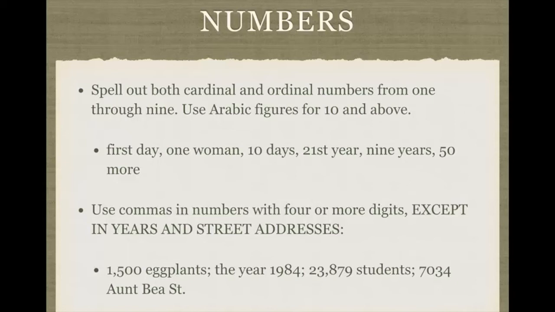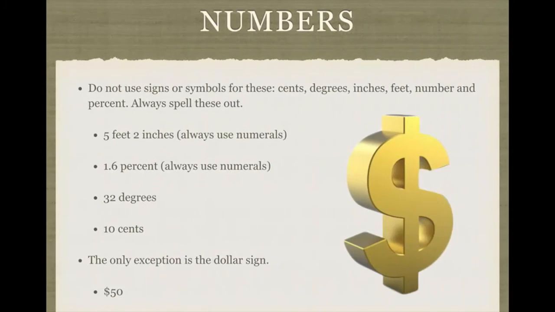Numeric figures for 10 and above. So you see plenty of examples there. We use commas in our numbers with 4 or more digits except for years. So you wouldn't use 2,015. You wouldn't put 2,015 for the year. That's just 2015. Same thing with addresses. So again, you see some examples there. If you have 4 or more numbers in a number, you go ahead and put the comma in, except for years and street addresses.